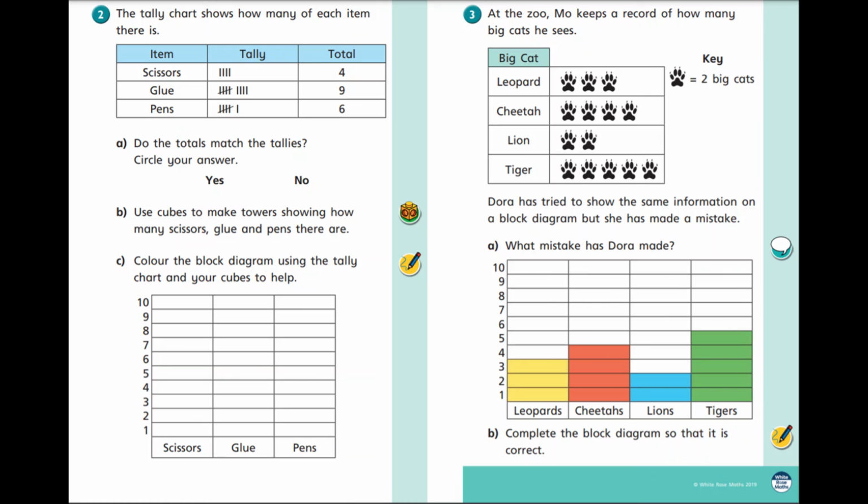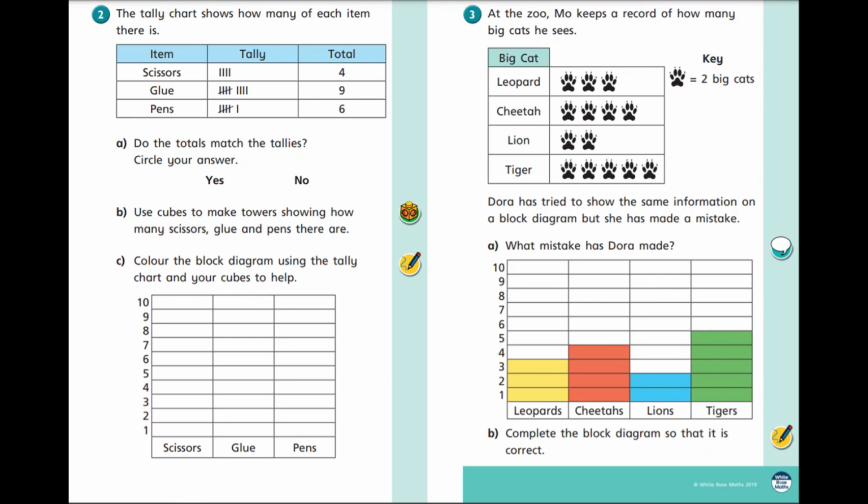So previously it is very helpful for you to use colours just so it shows them really differently. So you might want to choose a different colour for scissors and glue and pens. So 3 pencils of different colours would be wonderful, and use that tally chart to support you completing your block diagram there. Then moving on to number 3, they are looking at the zoo and remembering to look at the key as well, as it's so important.